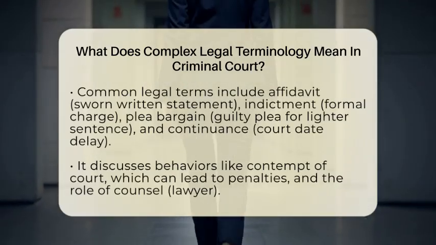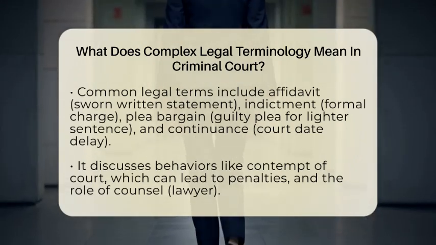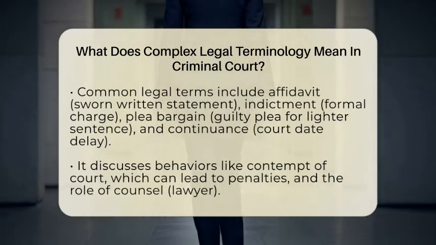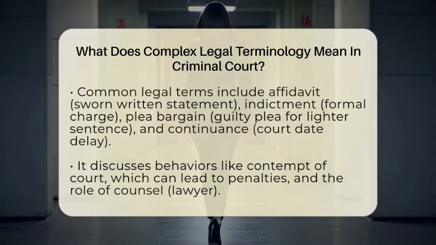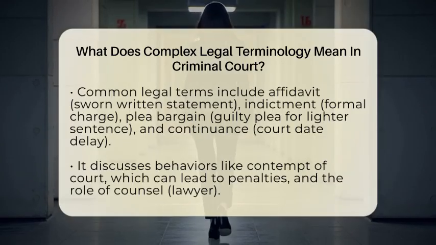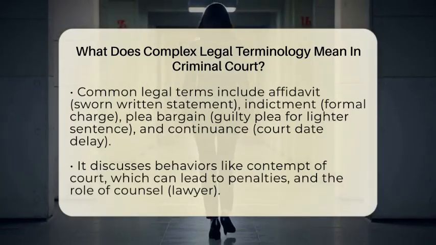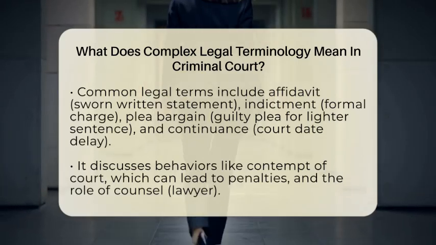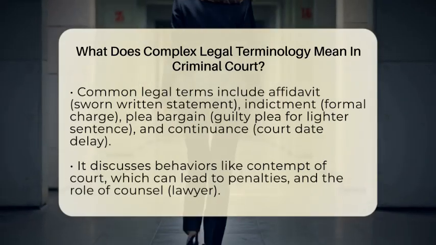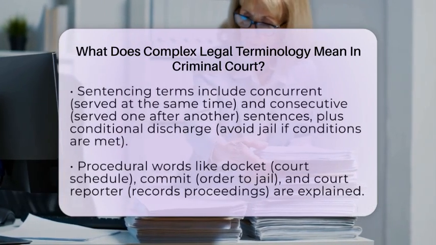There are also many common legal terms used during the case. An affidavit is a written statement made under oath, often used as evidence. An indictment is a formal charge issued by a grand jury, showing there's enough evidence to go to trial. A plea bargain is an agreement where the defendant pleads guilty to a lesser charge to avoid a trial or get a lighter sentence. A continuance is a delay or postponement of the court date. Contempt of court is behavior that disrespects or disobeys the court's authority, which can lead to penalties. Counsel is the lawyer representing the defendant or the state.